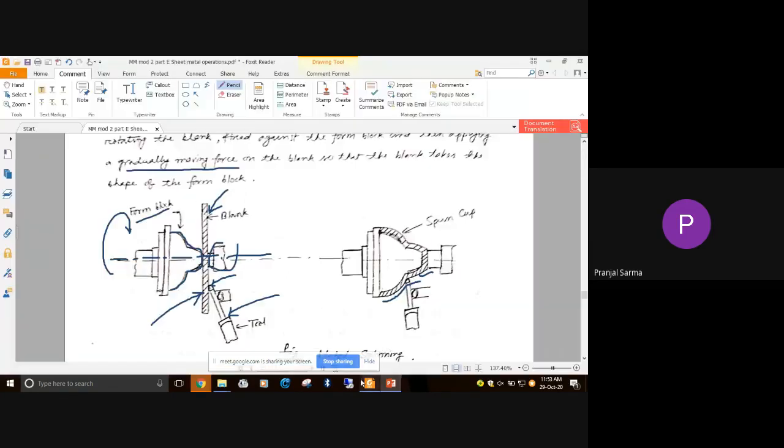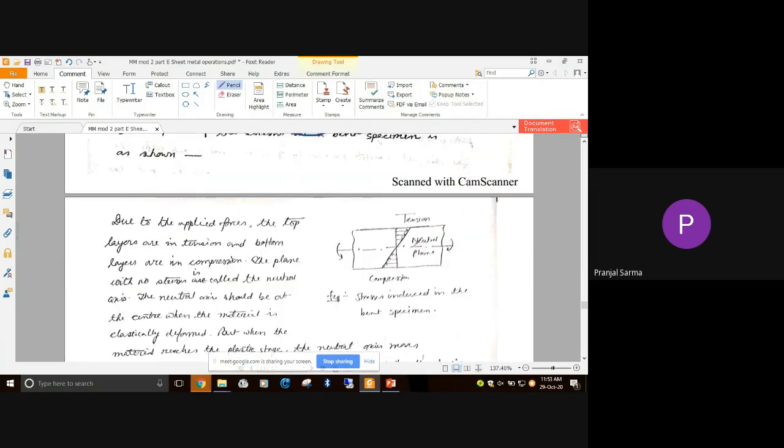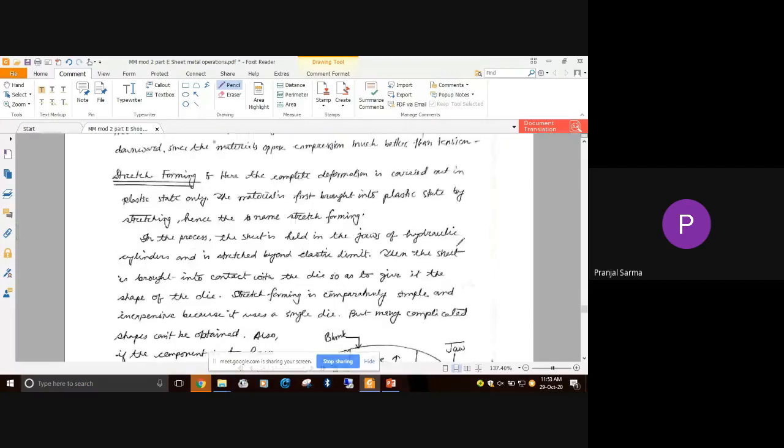Okay, so next thing we'll be discussing is the bending operation. You can just go through it, it's very easy. So what is bending operation? It refers to an operation of deforming a flat sheet around a straight axis where the neutral plane lies. Basically we are going to bend it. From your strength of materials knowledge you already know that particular neutral plane, and we play with that. If you go through it, it will be very easy to understand.